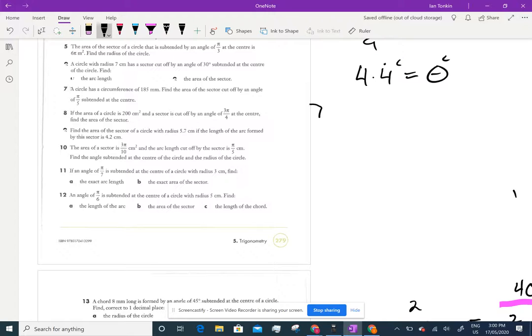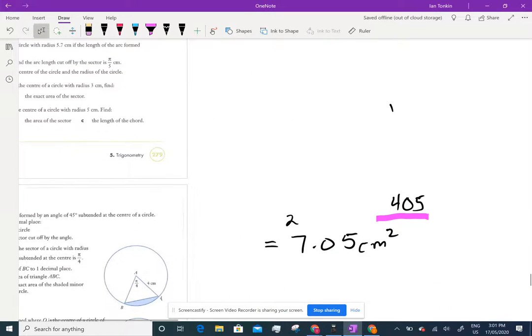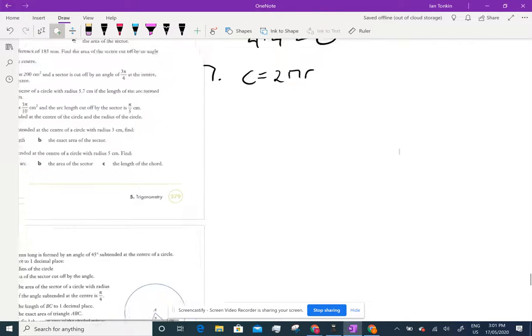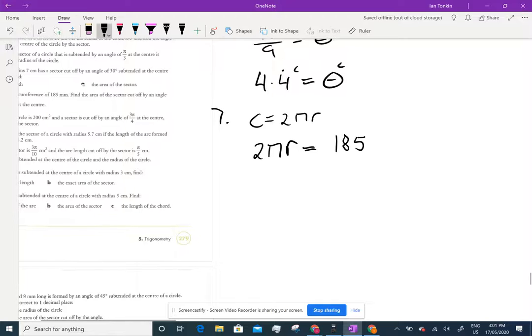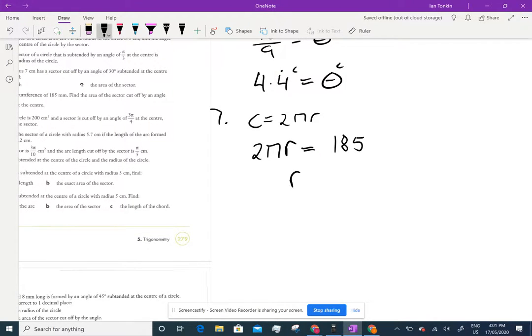So 7. They give you the circumference of a circle. So remember, the circumference equals 2 pi r. You can do pi times d, but because we're using the radius, we're going to try and use 2 pi r. So 2 pi r equals, what do they say it is? 185. Now remember, we want the radius. So the radius is 185 on 2 pi.